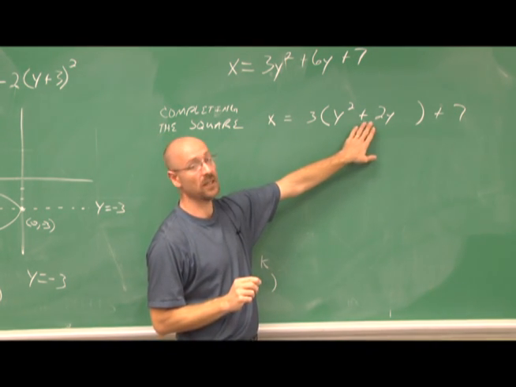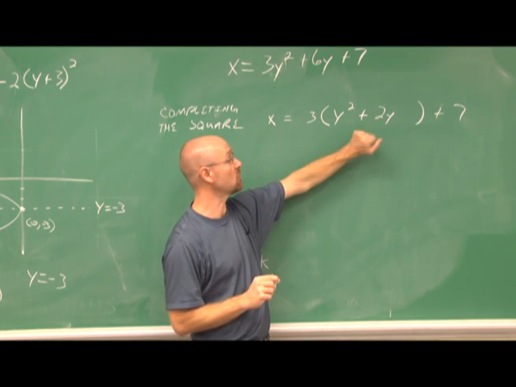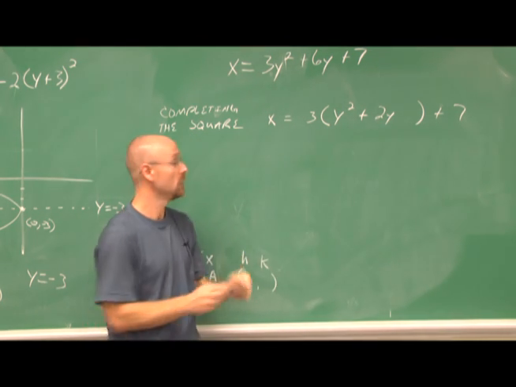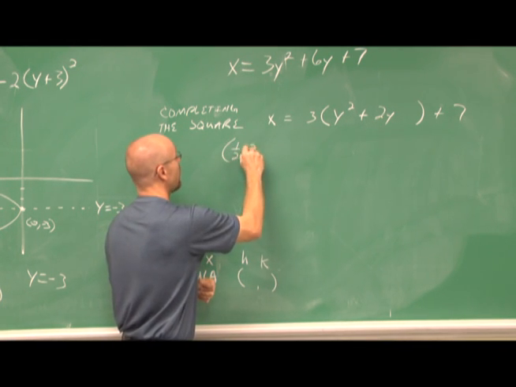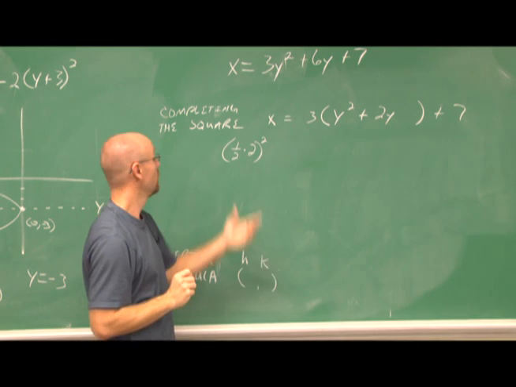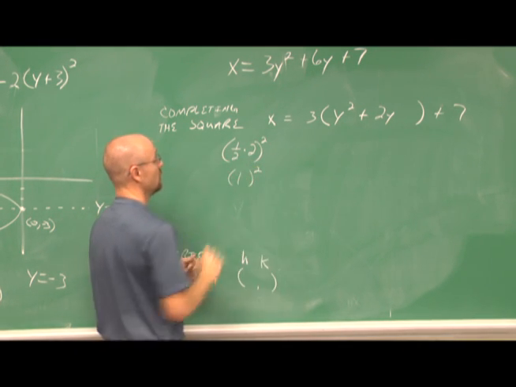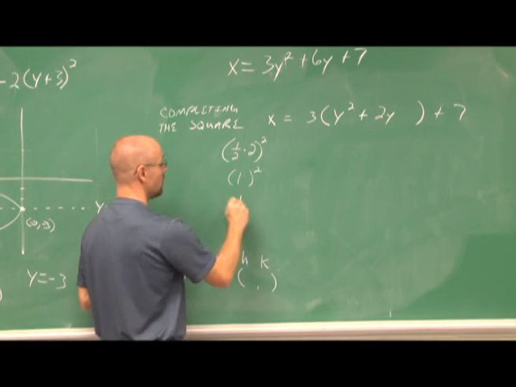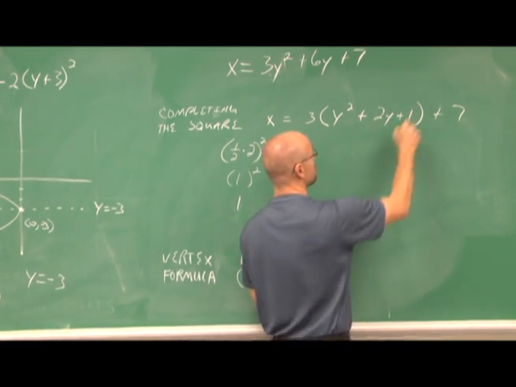Now, to complete the square, we take 1/2 of b and we square it. Well, half of 2, let's actually show that: 1/2 of the b value, squared. 1/2 of 2 is just 1. 1 squared is 1. This is the value I need to add inside these parentheses.